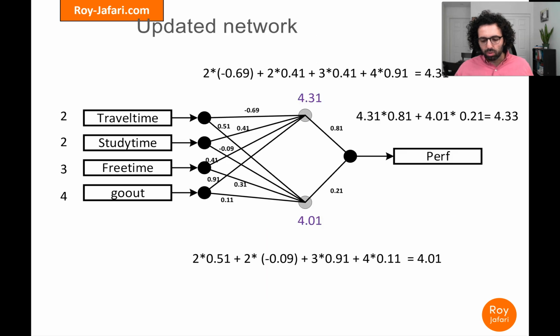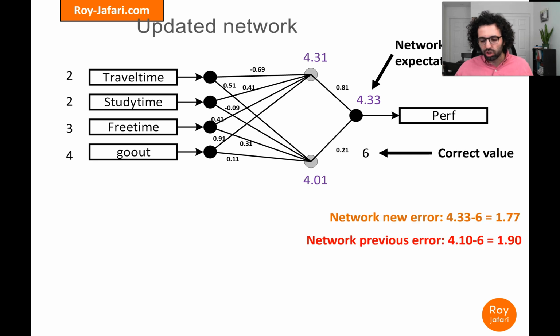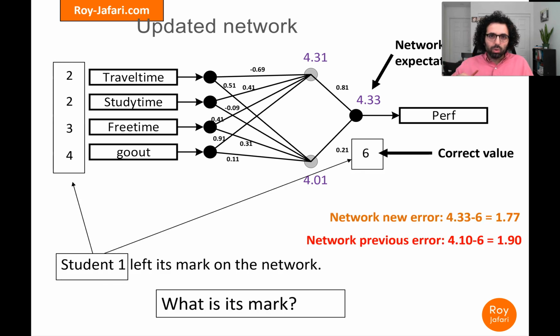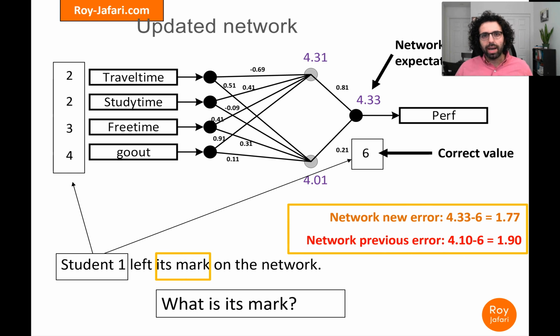And the next time we do the calculation, we actually see that instead of 4.1, we've got 4.33, which is a little bit of a change. So by doing this change, doing this back propagation, now student 1 has been able to leave its mark on the network. And since every data object, in this case students, is going to have their chance multiple times to leave their mark or change the network a little bit, the network is going to move towards a state that is going to be a good predictor.